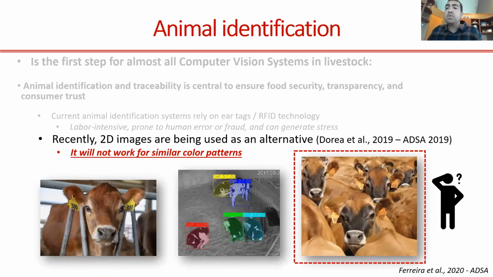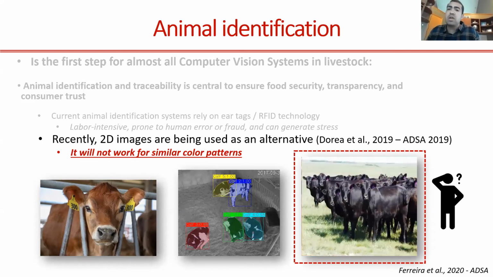The problem is when we have animals with the same color, right? There is no coat color pattern that could differentiate the animals. So in the case of the Jerseys, or for example, in the case of the black Angus, it is more complicated to use image analysis to identify the animal.